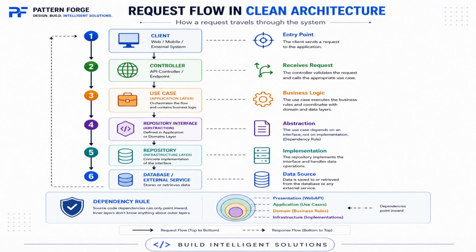This is one of the biggest advantages of clean architecture. The application layer doesn't know how the work is done. It only knows which contract it needs, and that keeps the application loosely coupled.